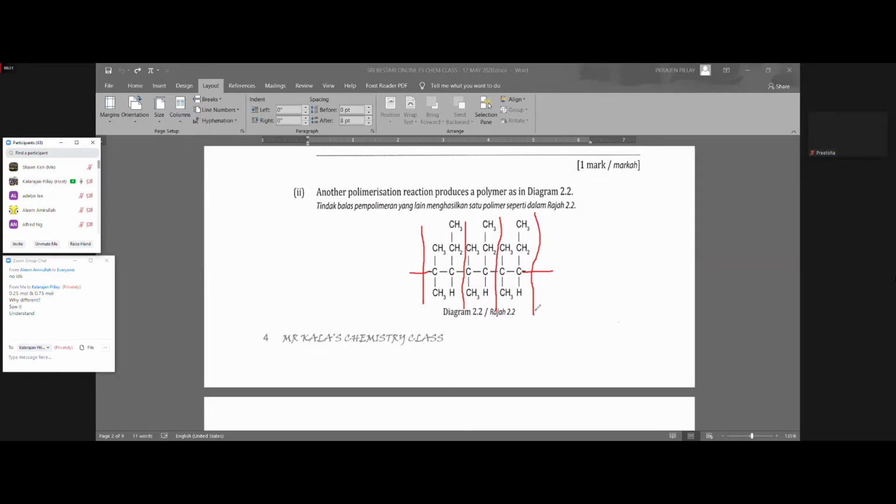The question is asking you to draw the structural formula. You don't have to draw the full one, it's also okay. So this is going to be your monomer. When you draw the monomer, just take one of them. Is that clear? I'm going to do it here so you can see clearly.